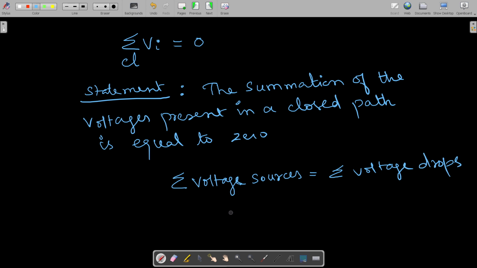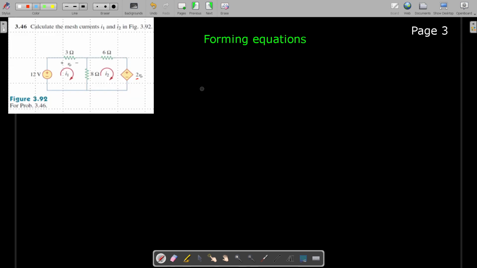So the voltage sources are the available voltage sources, and what is the voltage drop? Voltage drop is the drop across the resistors. Okay, across the resistors, the voltages will be considered as the drops while the current is flowing. So now we move on to the third page, that is forming equations. So we know that we have two equations. One corresponds to loop 1 and another one corresponds to loop 2.